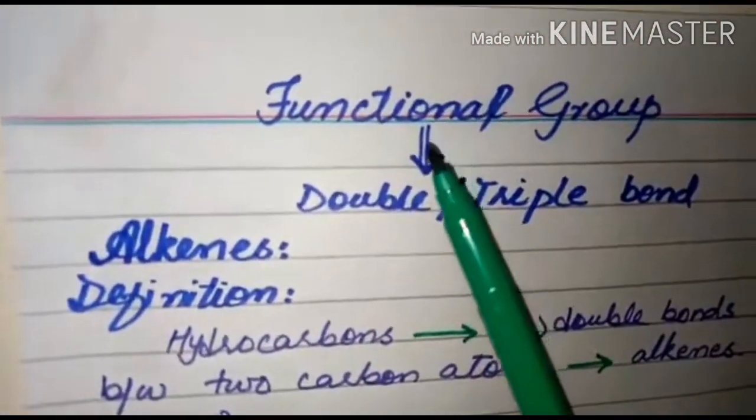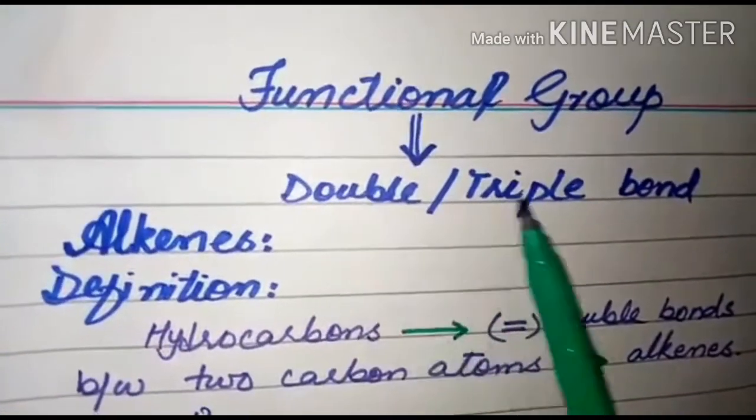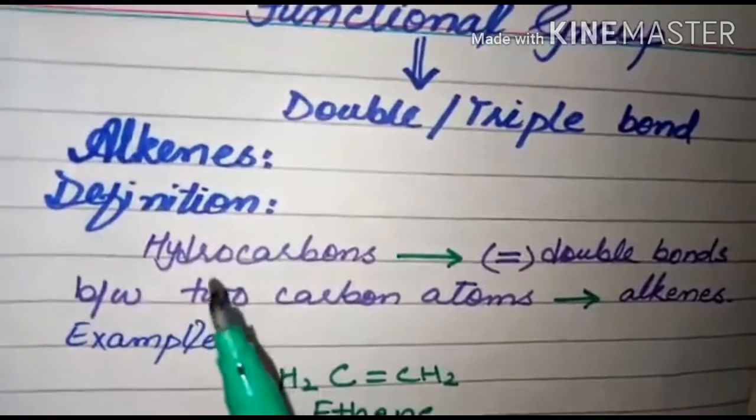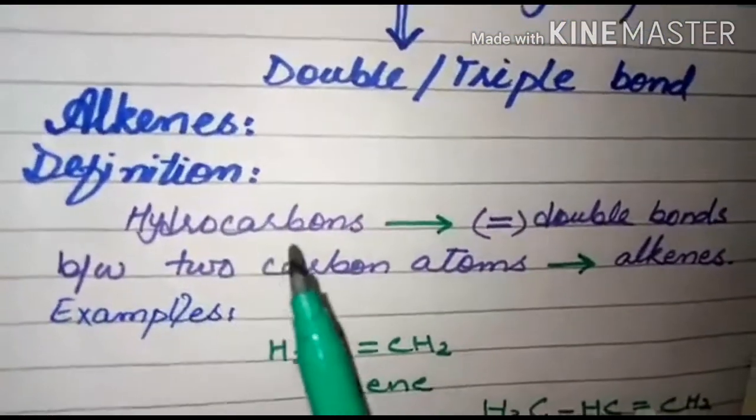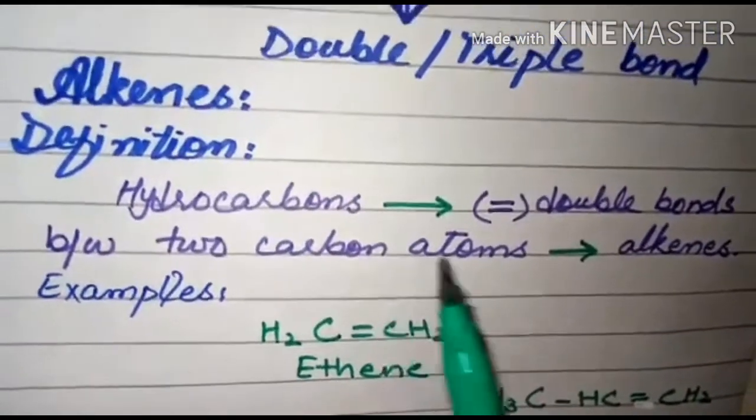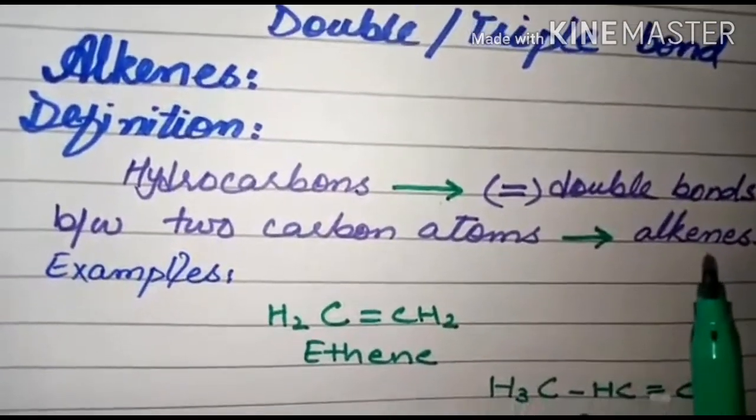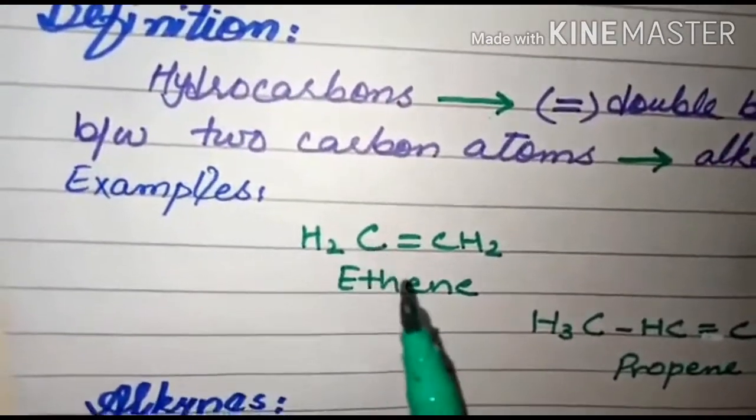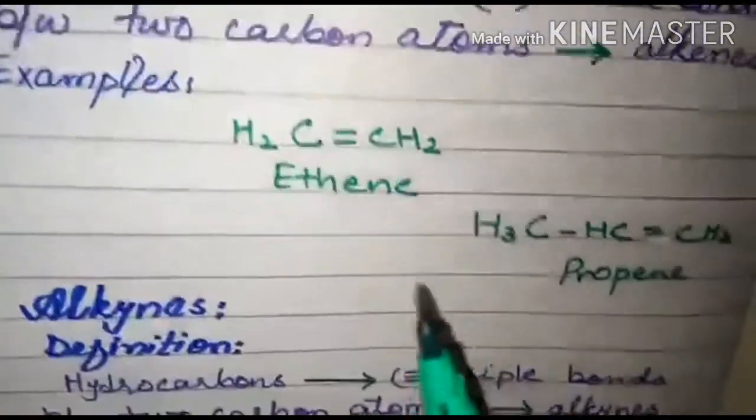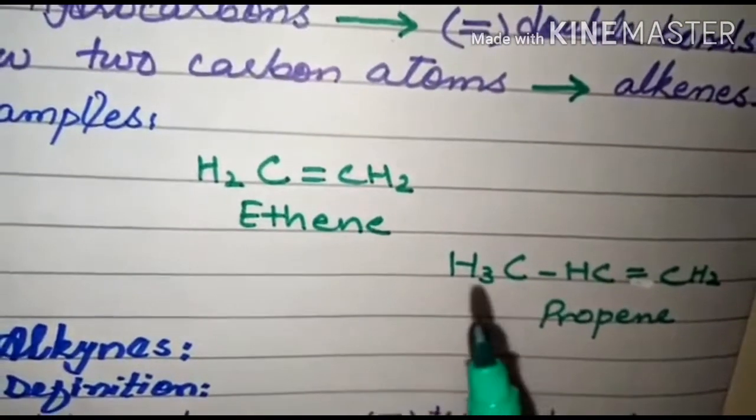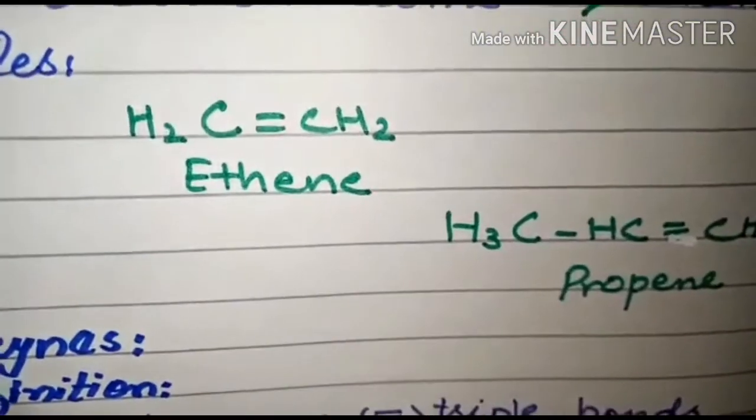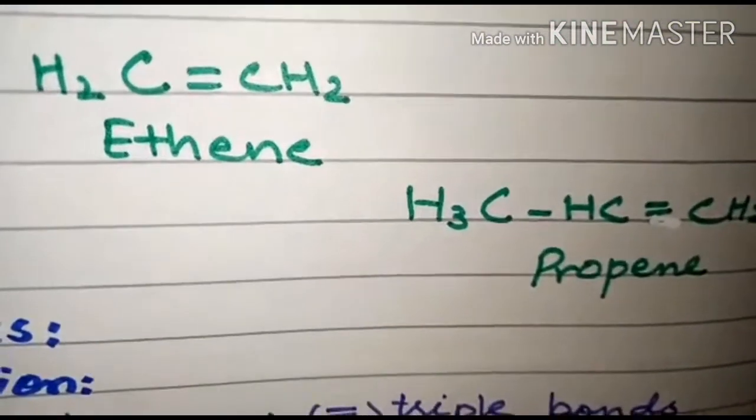Okay students, the next functional group is the double or the triple bond. First, see alkenes. What are alkenes? Their definition: alkenes are the hydrocarbons that contain double bonds between two carbon atoms in their molecule. For example, H2C double bond CH2, between the two carbon atoms the double bond is present, so it is ethene. Then next is propene, CH3CH double bond CH2. Here again the double bond is present between two carbon atoms, so it is propene.